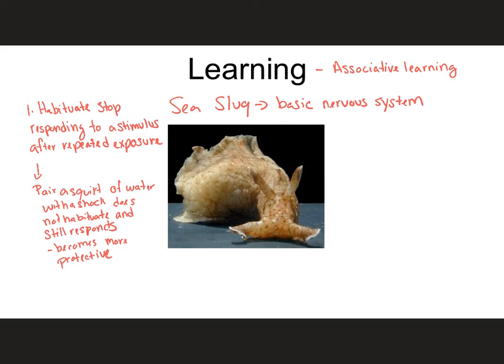So what we've discovered thanks to the sea slugs is that we don't just learn by pairing two things together. We're going to talk about that in this case, and we're going to talk about associative learning. However, we do believe that there's a cognitive aspect to learning. That in addition to pairing things together, you are also processing information at the same time.